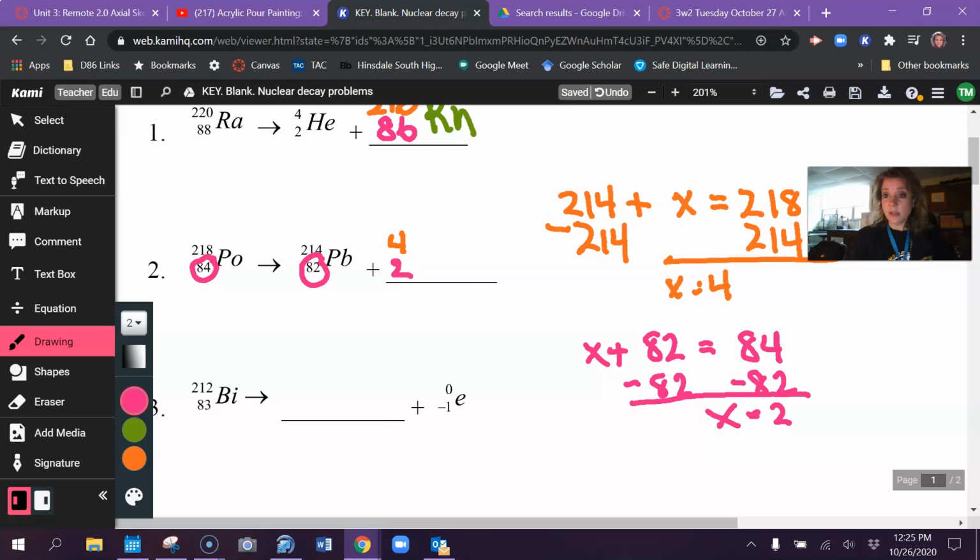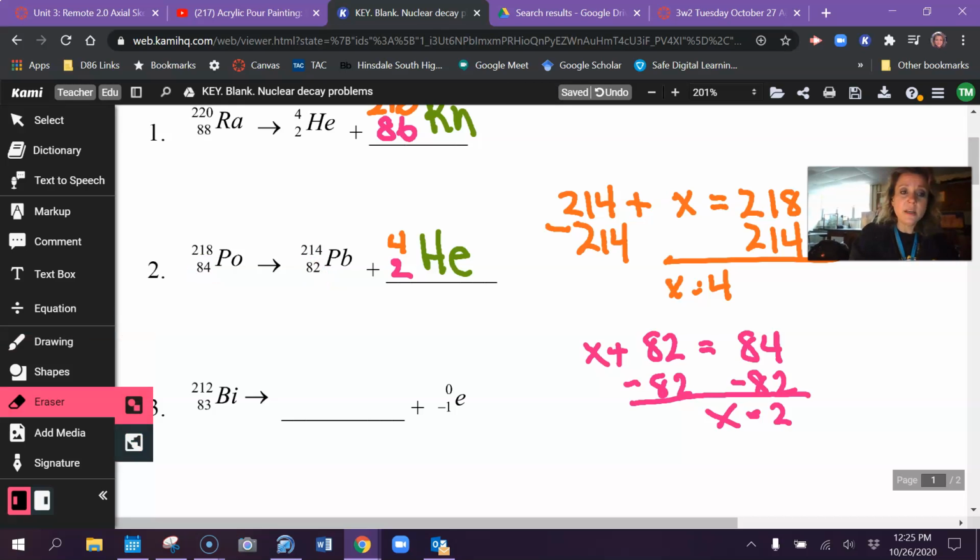Now, atomic number 2 is right here. That's helium. So 4 over 2 He is my final answer, which basically means that polonium 218 is going to undergo alpha decay because this is the symbol for an alpha particle, and it's also going to produce the radioisotope lead 214.